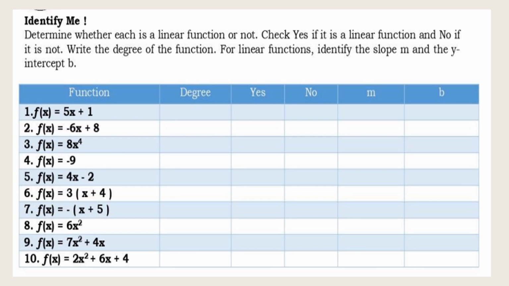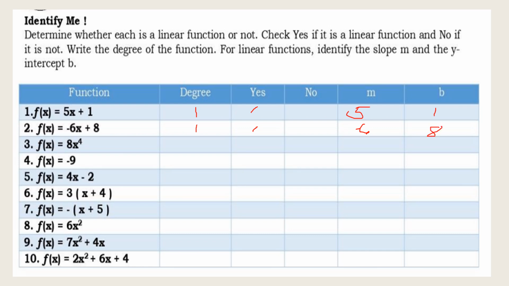Okay, so we have here f of x is equal to 5x plus 1. So the degree is 1, and yes, it is a function. Okay, and the m is 5 and the b is 1, right? For the second, yes, it's a function and the degree is 1, and then the m is negative 6 and b is 8.